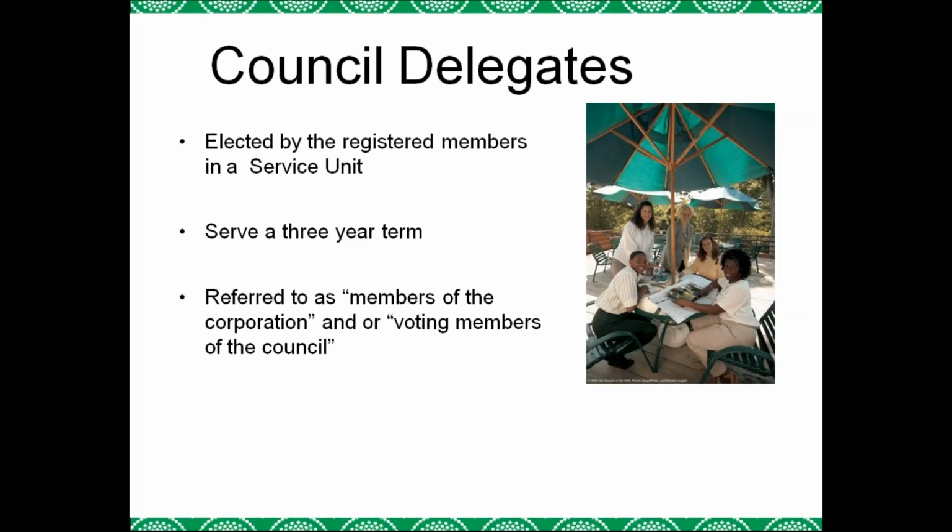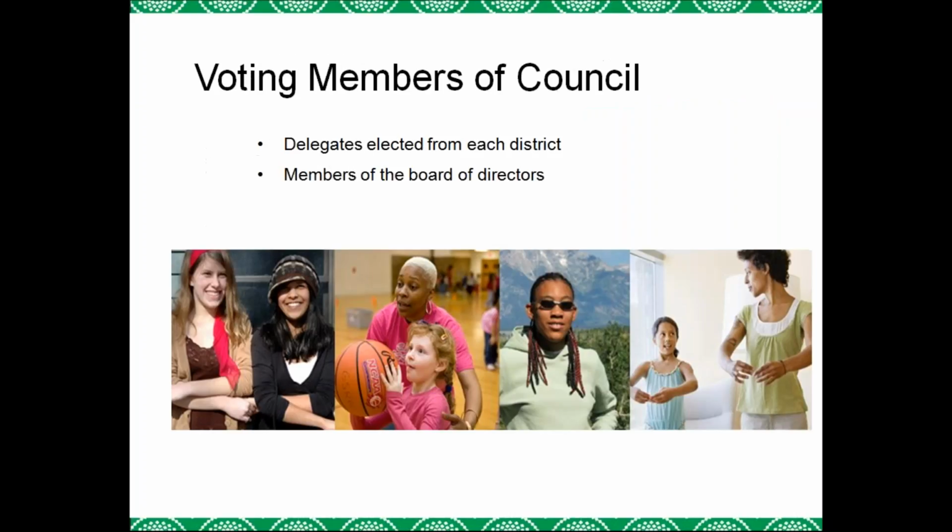If you are unable to fulfill this 3-year term due to personal changes, such as moving out of the area, the service unit team needs to know so that they can vote to fill your position with another person. This person would then fill in the remainder of the 3-year term. In formal documents such as the bylaws, which we will talk more about later, you are referred to as members of the corporation or voting members of council.